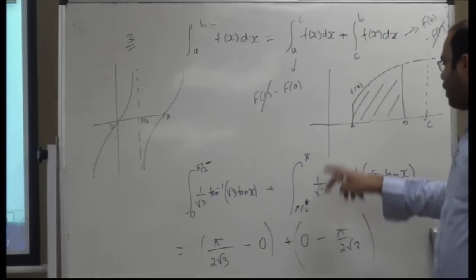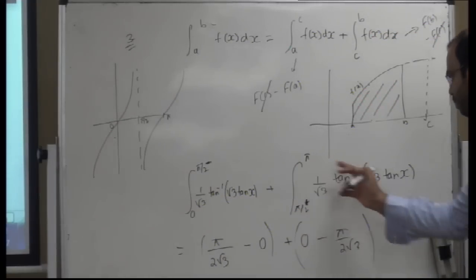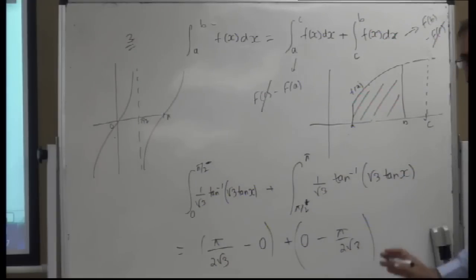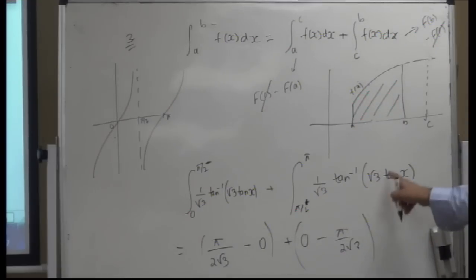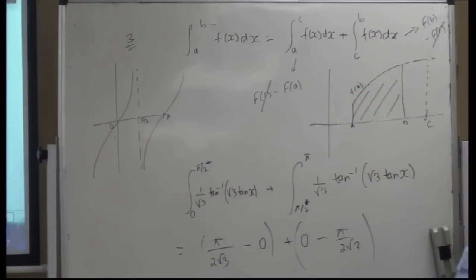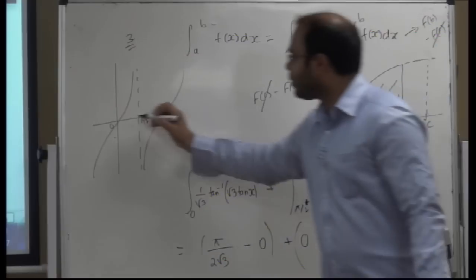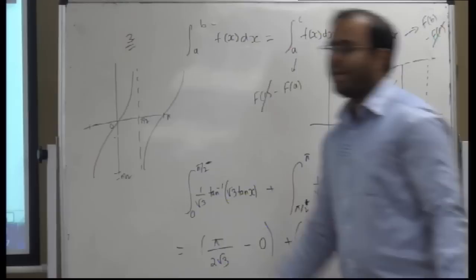What will happen from pi by 2 plus to pi? Let us see. So if we put pi, this would become 0, this is 0, fine. Minus, when we put pi by 2 plus here, this tan pi by 2 plus will be a value which is minus infinity. Now tan inverse of minus infinity is a value which is minus pi by 2.